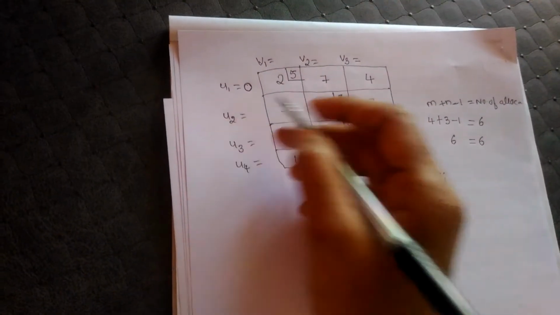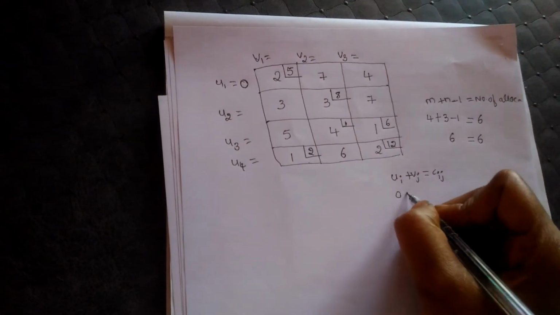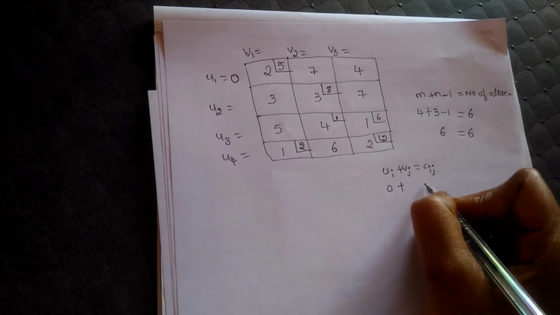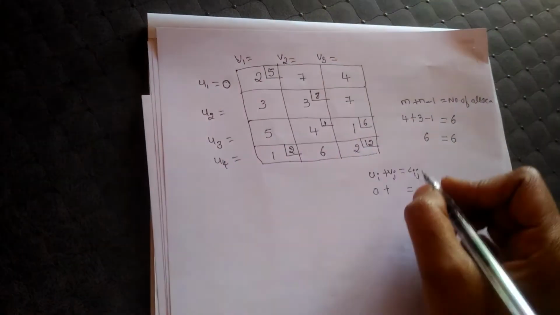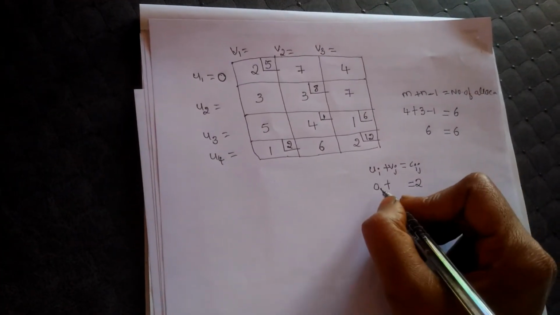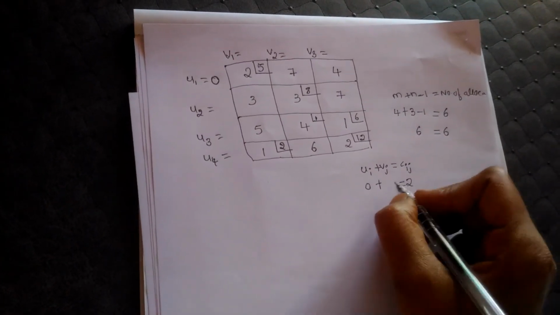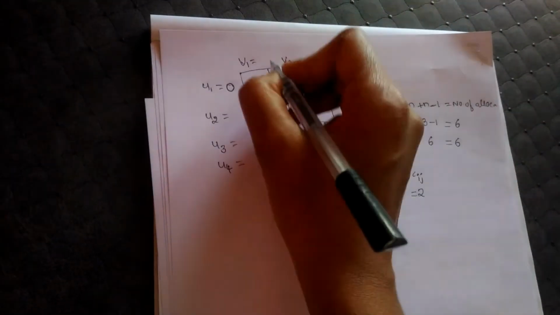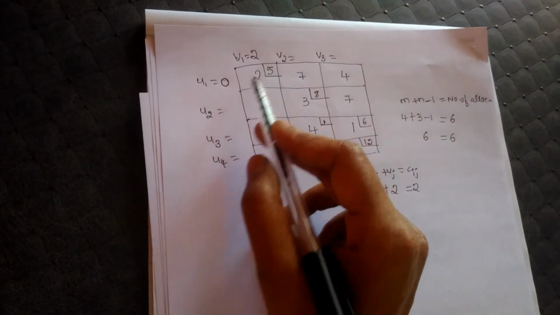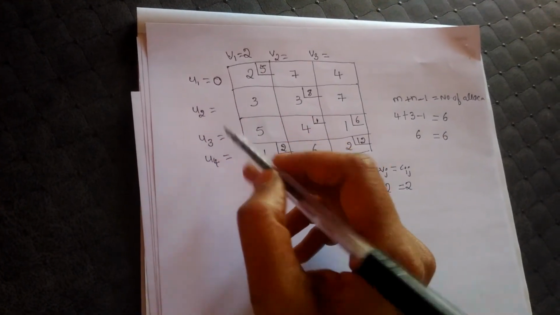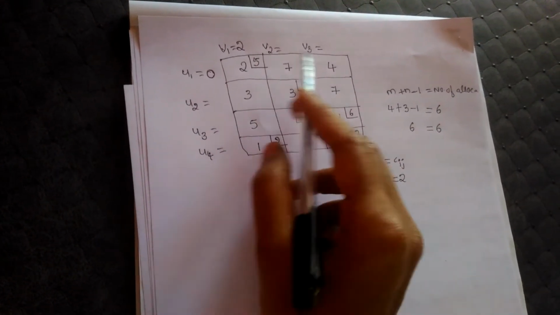So apply this formula. What is the value of u1 here? It is 0. We don't know the value of v1, but we know the value of C11, which is 2. So what should I add to 0 to get a sum of 2? I should add 2. This indicates that the value of v1 is 2. I found the values of v1 and u1. With the help of this, we will be able to find the values of the rest of the u's and v's.